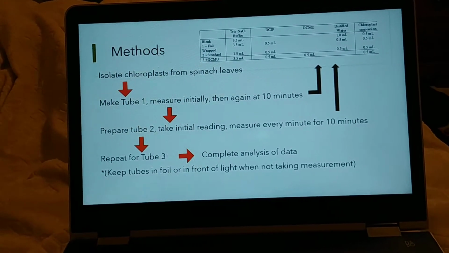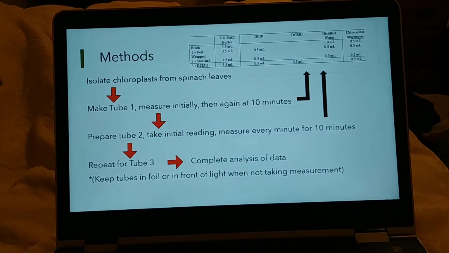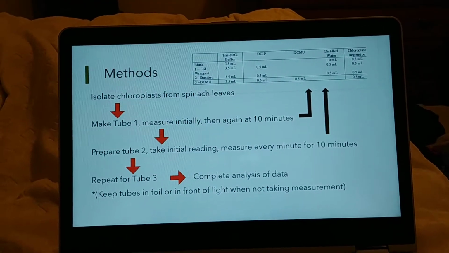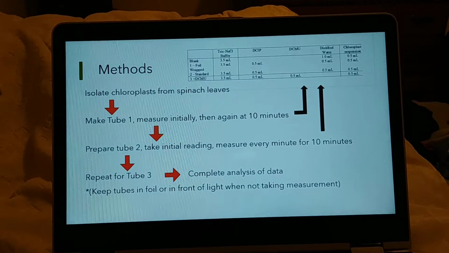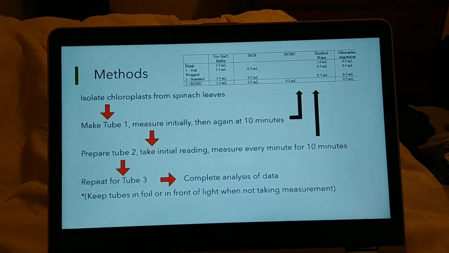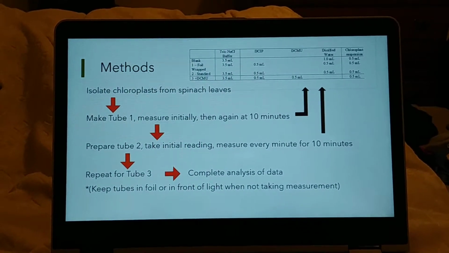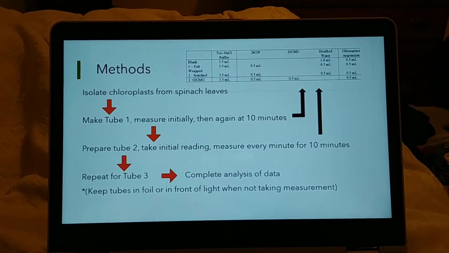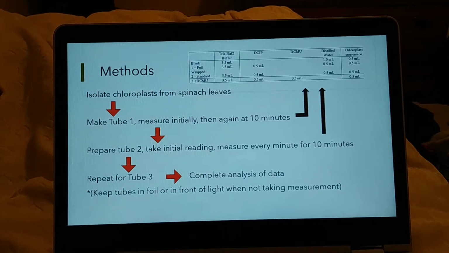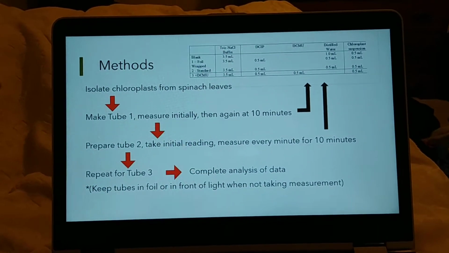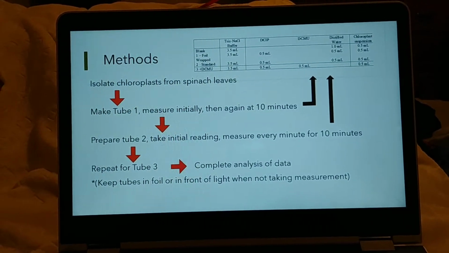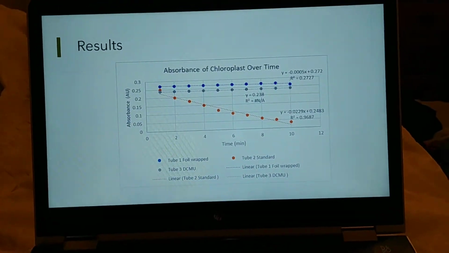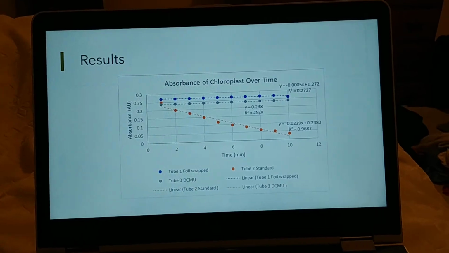For tube 2, an initial reading would be taken, and the absorbance would be measured every minute for 10 minutes. That would be the same for tube 3, except that DCMU would be in tube 3. And when not being measured for its absorbance, the tubes would need to be kept in foil or in front of the light. And once all of the data was taken, an analysis would be made, which is shown in this graph from the sample data we were provided.